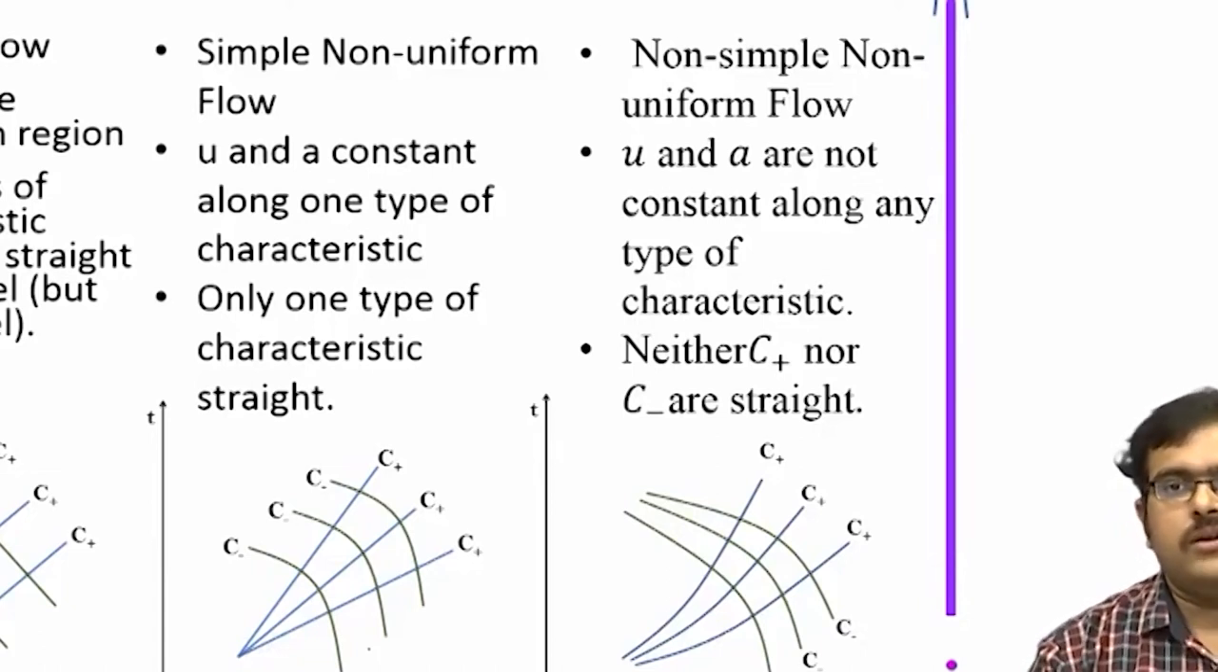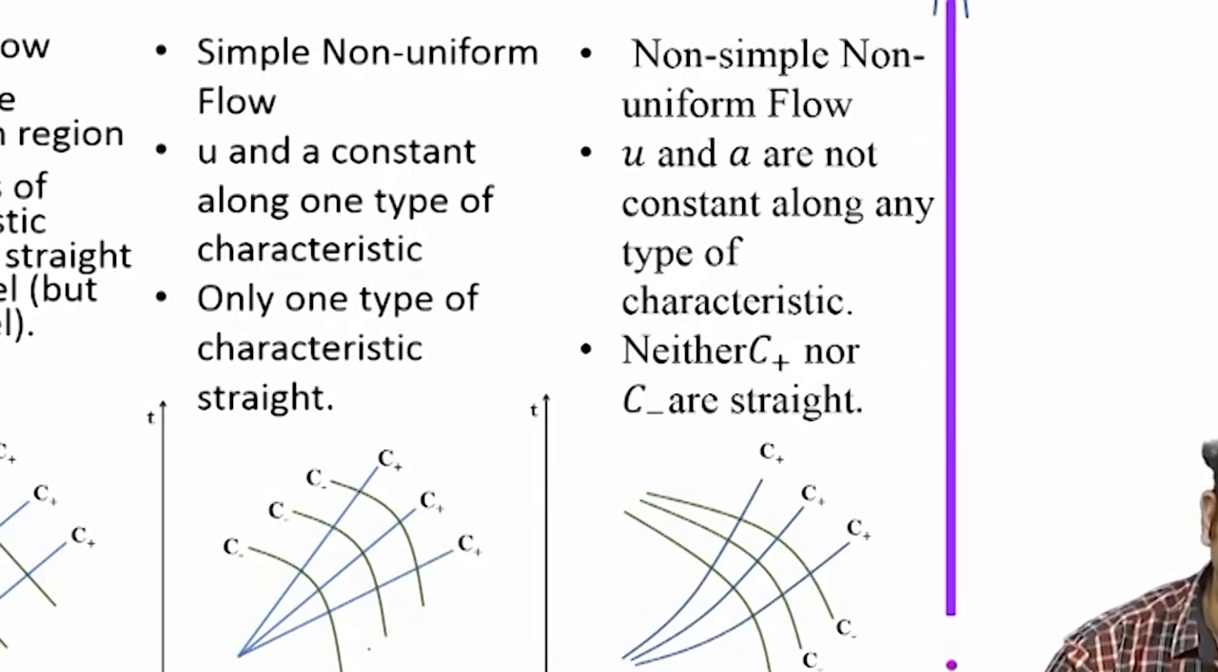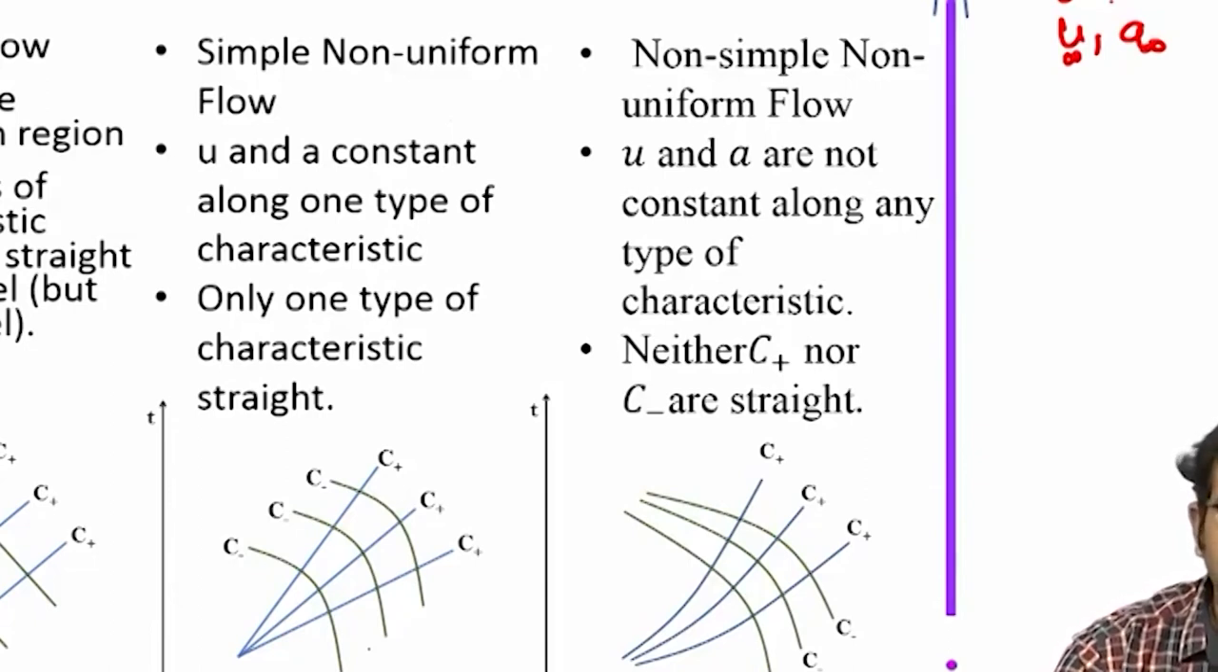If you have a region of uniform flow, that is, the velocity, pressure, and temperature do not depend on space and time, and there you draw the characteristics C plus and C minus. The C plus and C minus are nothing but dx by dt is u plus a, this is C plus, and dx by dt is u minus a, this is C minus. If you draw them, at all points u and a are the same, so you can take them as u infinity, a infinity. They are the same everywhere in a uniform flow field. Therefore, dx by dt is the same along u plus a and u minus a, so you have two sets of straight parallel lines. They are always parallel, and they are straight in a uniform flow.